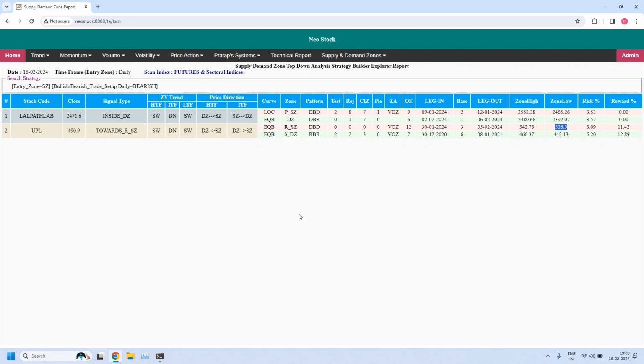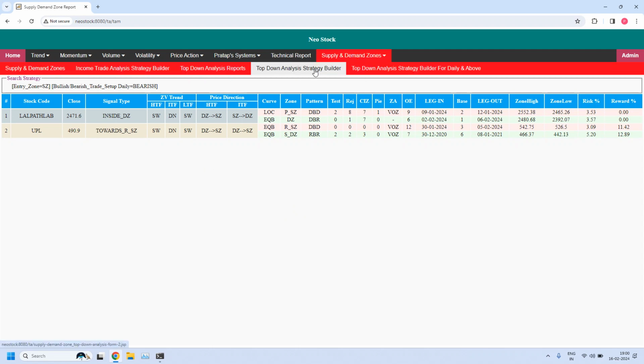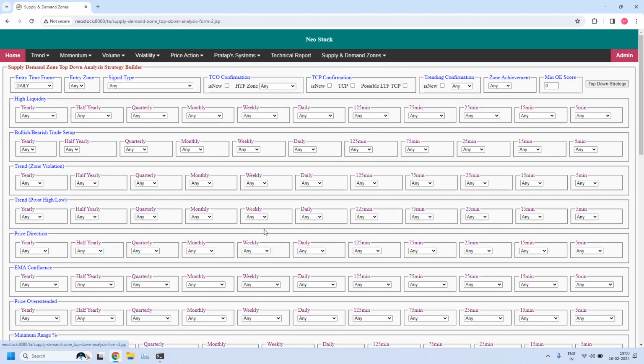Okay, now this is about a bearish trade setup for monthly income trade. Now let us generate for weekly income trade. The first report in weekly income trade should be bullish trade setup. In weekly income trade, our LTF, lower time frame zone is 75 minutes. So I am selecting entry zone as 75 minutes, and because it is a bullish trade setup, selecting entry zone as a demand zone. And in bullish or bearish trade setup parameter, this time selecting 75 minutes bullish.